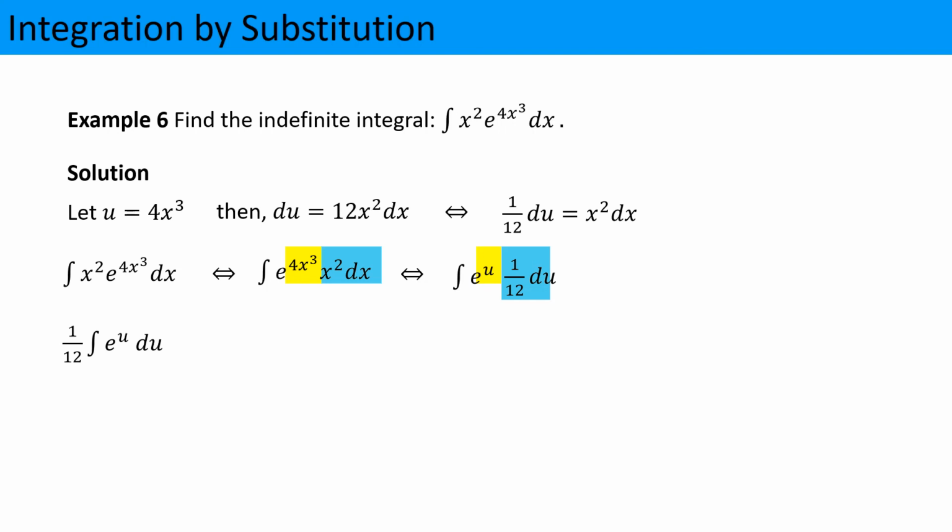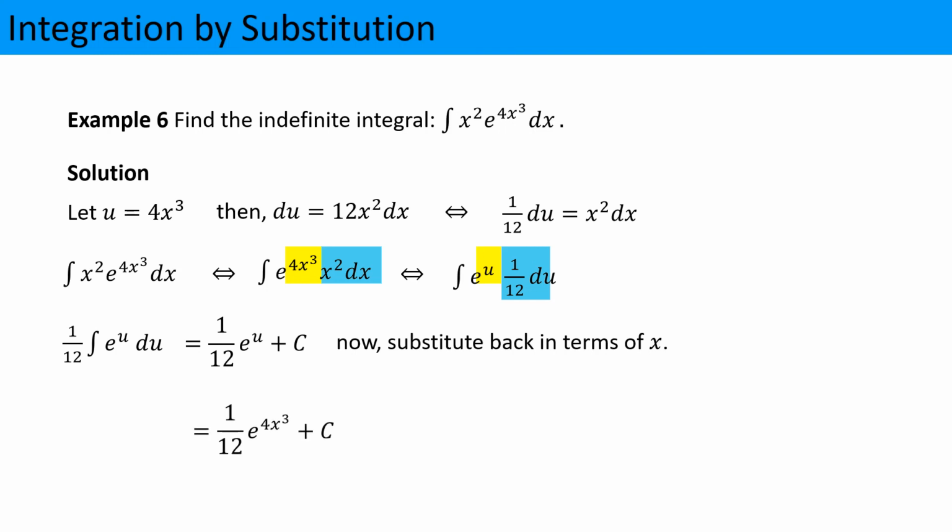And let's integrate. We get 1/12, and the integral of e to the u is e to the u plus c. We have to remember to substitute back in terms of x. And so where u was, we're going to put in 4x cubed. So the indefinite integral of x squared e to the 4x cubed dx is 1/12 times e to the power of 4x cubed plus c.